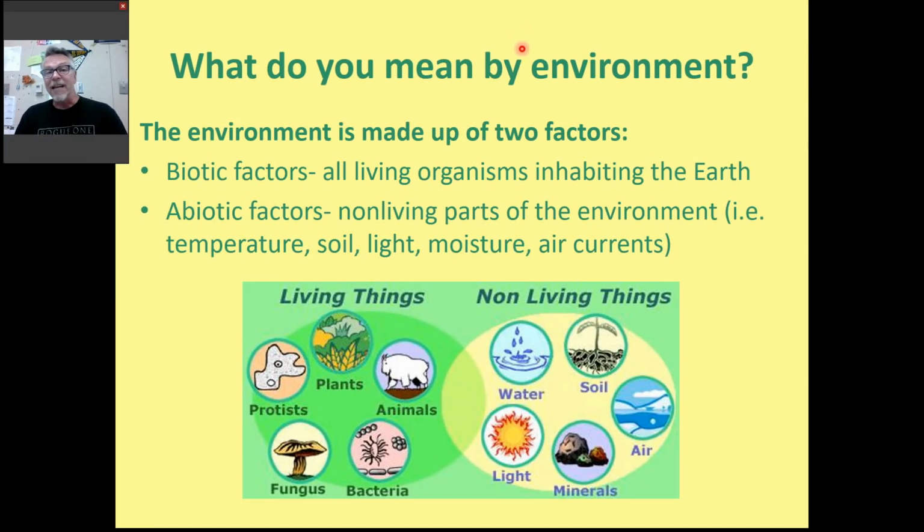What do I mean when I say environment? Well, there are two basic components that make up an environment. These are called biotic factors and abiotic factors. A biotic factor refers to anything that's a living organism, anything that is alive. And an abiotic factor, A means not, so not biotic, is the non-living parts of an environment. This is going to be things like the weather, the soil, the light, the temperature, anything that's not a living organism but makes up part of the environment.